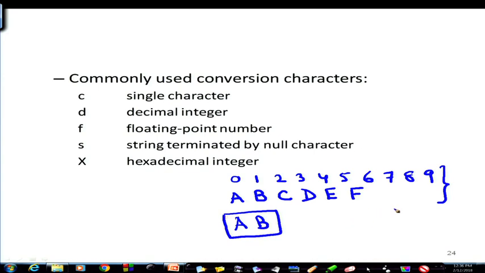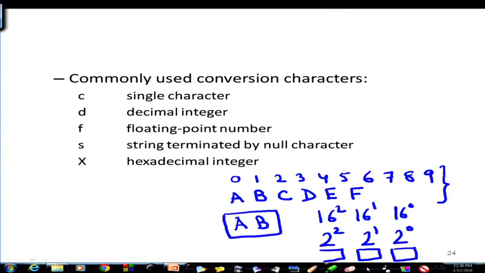So, the position weights are: first position is 16 to the power 0, second position is 16 to the power 1, third position is 16 to the power 2, like that. In the case of binary, the first position weight was 2 to the power 0, then 2 to the power 1, 2 to the power 2, like that, right.